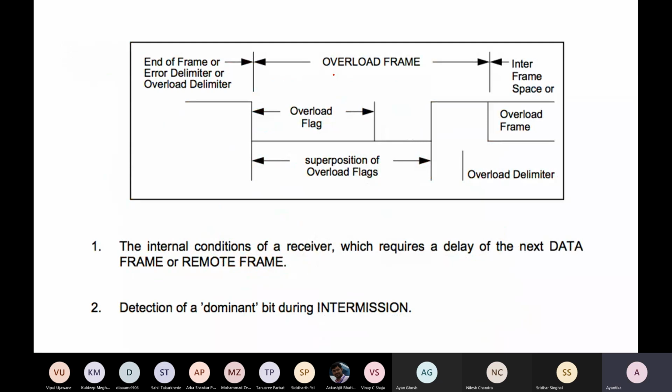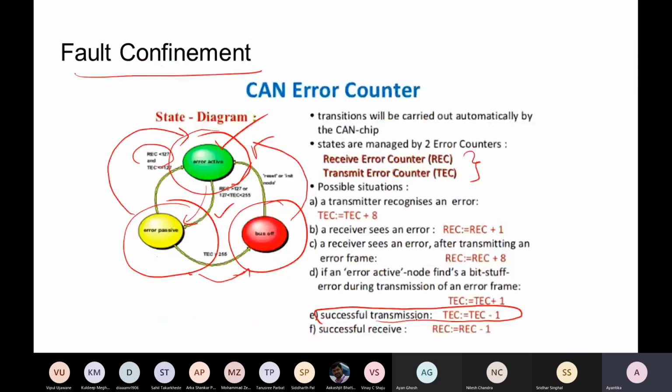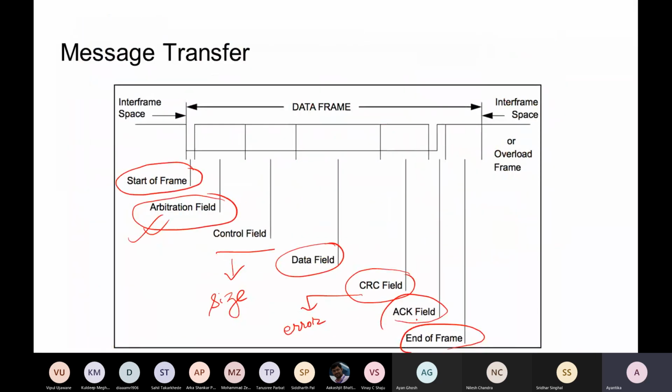There is another one, the overload frame. Overload frame means, if some congestion happens, some sender is already sending the message frame, but there is a possibility of congestion, then there are these types of overload frames. They can request a delay in the next data frame, that means requesting a delay, or intermission. I will go back here and show you.